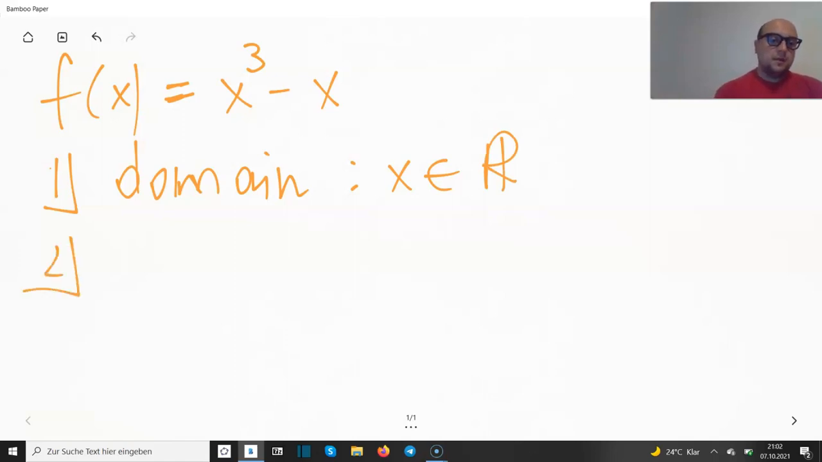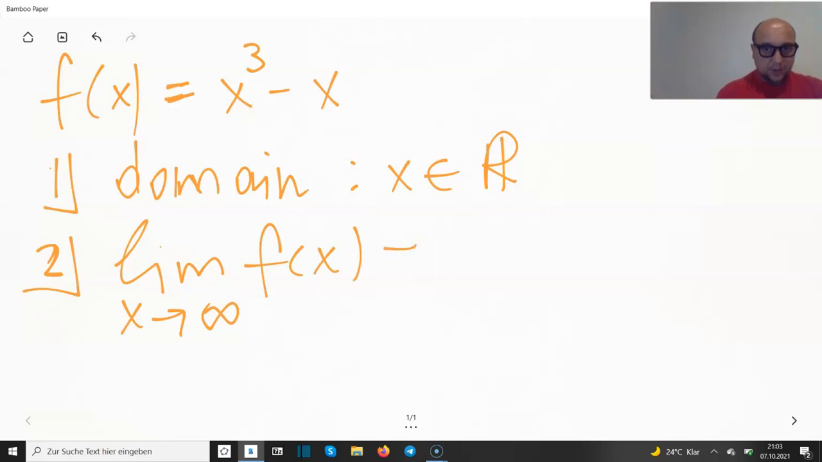Number 2, what is the behavior of the function if x is running towards infinity? So in other words, limit x is running towards infinity of f of x. Now you know, if x is increasing, then x cubed of course is increasing as well, and x cubed is way bigger than x, or the development of x cubed is way stronger than the development of x. So we only look at x cubed, and if x is big, x cubed is also very big. So plus infinity in this case.